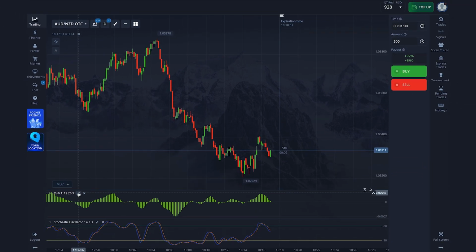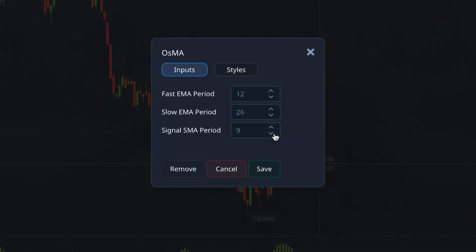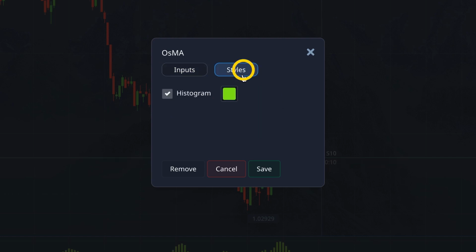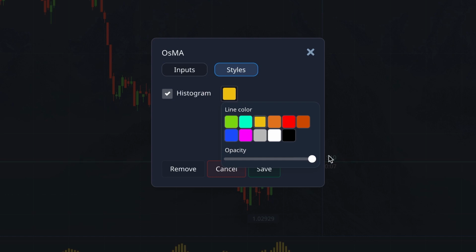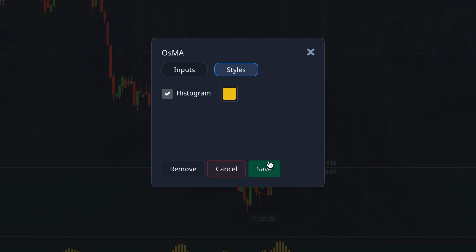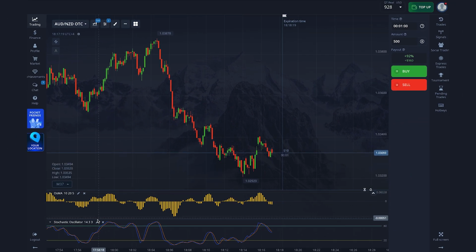Let's configure OSMA. Set Signal SMA period to 5. Set Fast EMA period to 10. Set Slow EMA period to 20. Go to Style. Set the histogram to yellow and move the opacity to the right. Save, let's configure the Stochastic Oscillator.